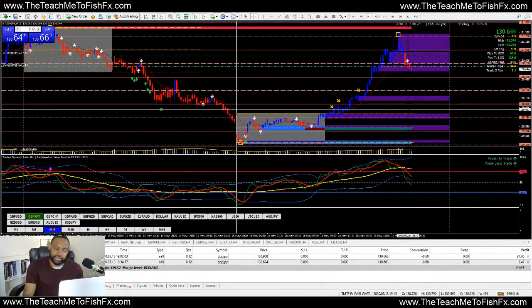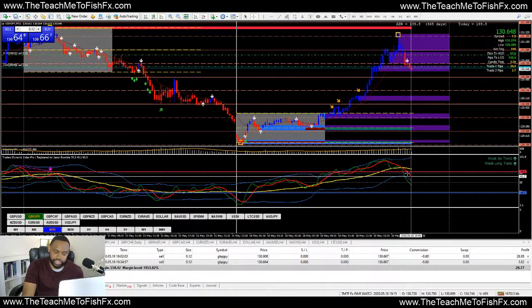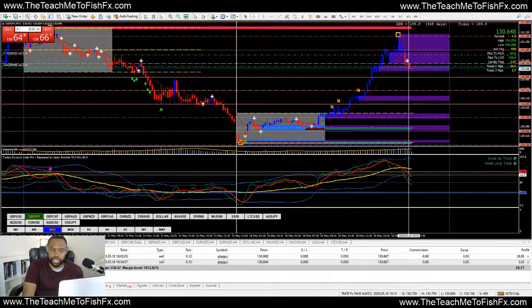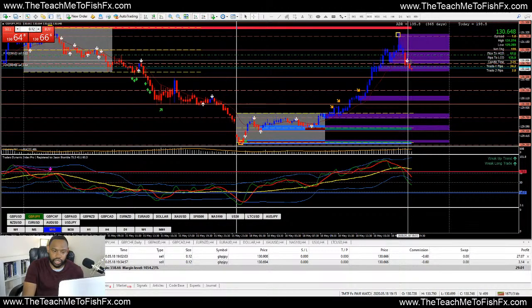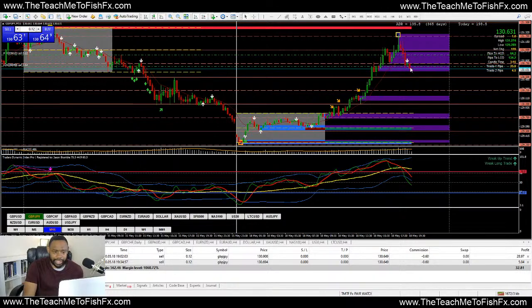So I was looking for the green line to cross below, in this instance, the red and the yellow line. It gave me that right here, along with some other confluences that I have. And so I got in here. I stacked my position here.